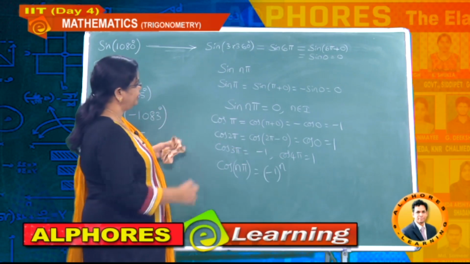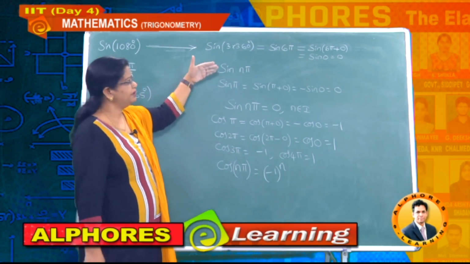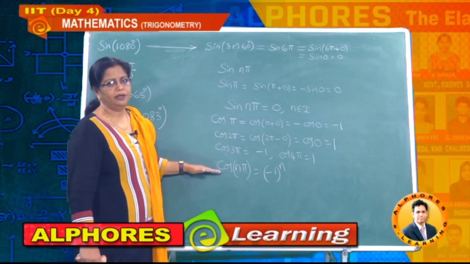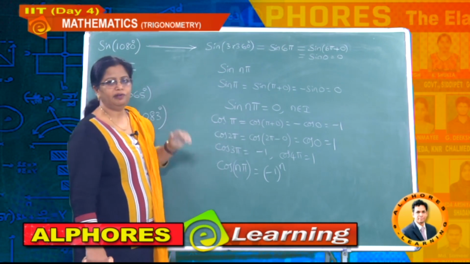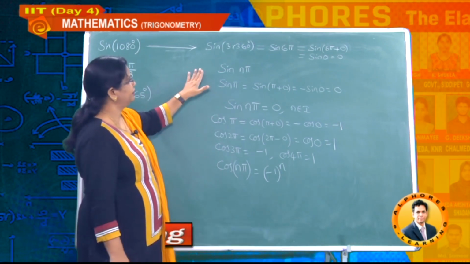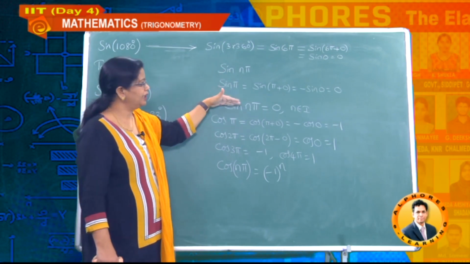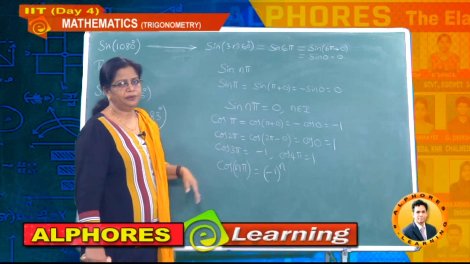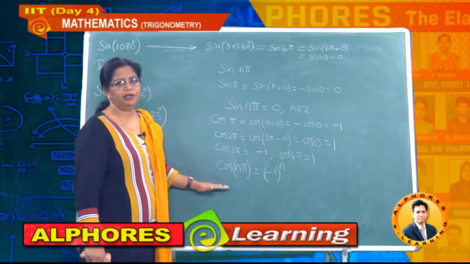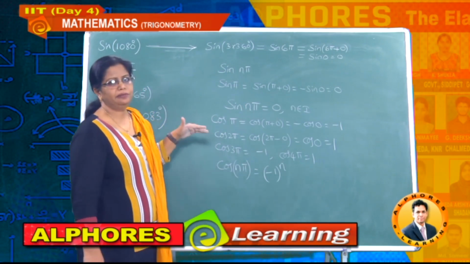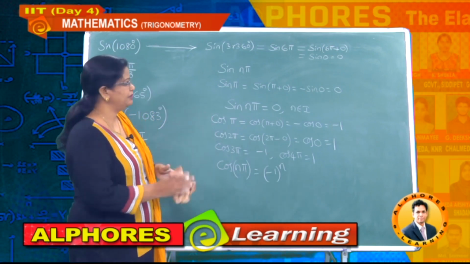Now what about tan n pi? From these two results, sin n pi divided by cos n pi, hence tan n pi value equal to how much? 0. So finally we got one good result, that is sin n pi and tan n pi, both the values 0, whereas cos n pi equal to minus 1 whole to the power of n, which are very useful in our coming other problems also.